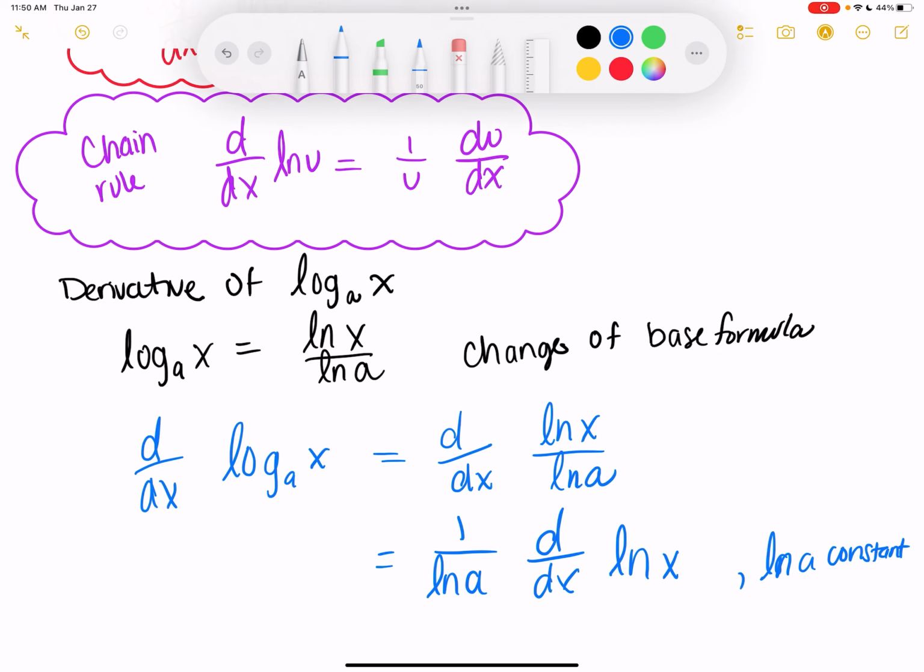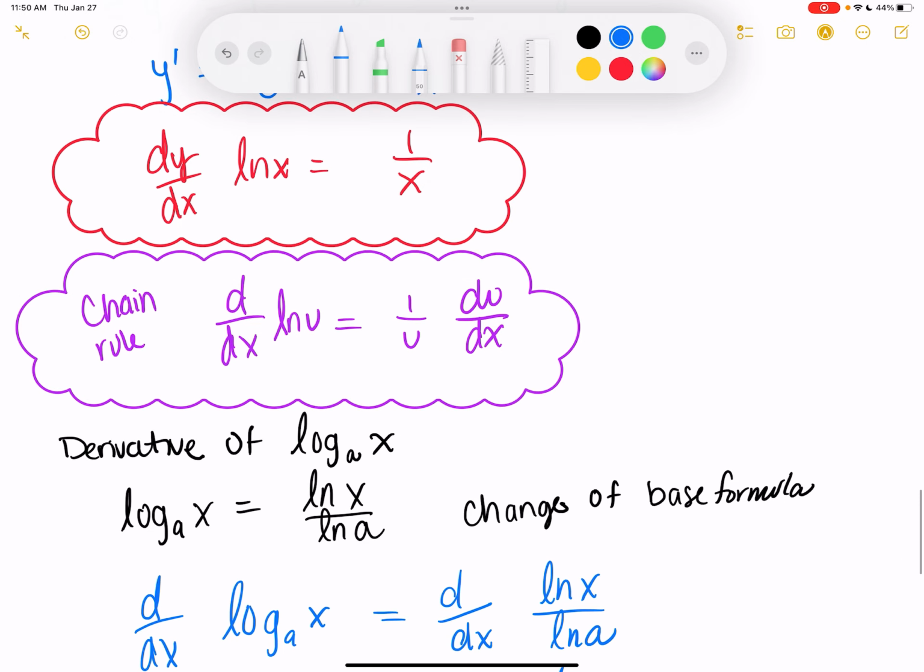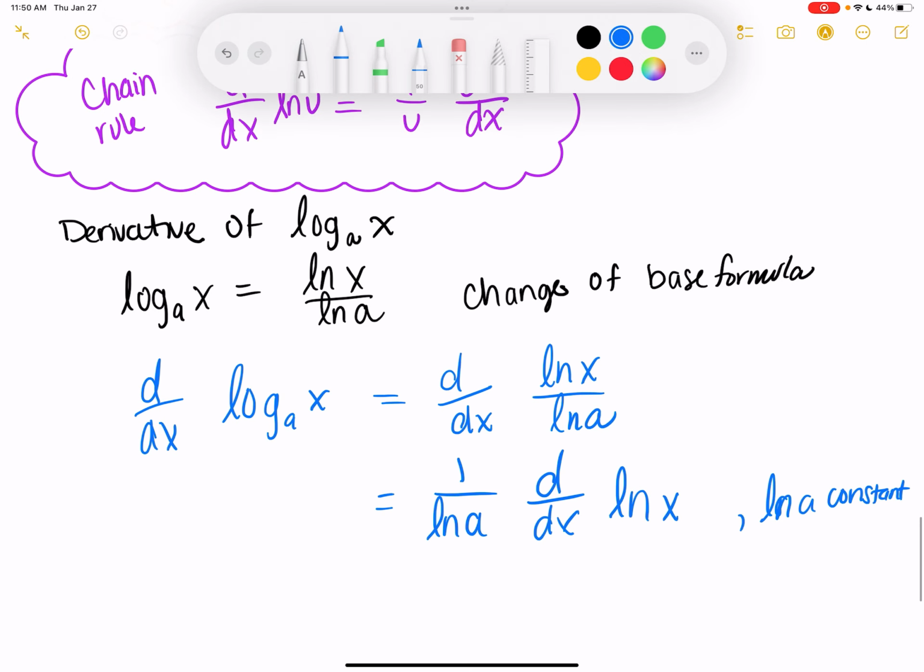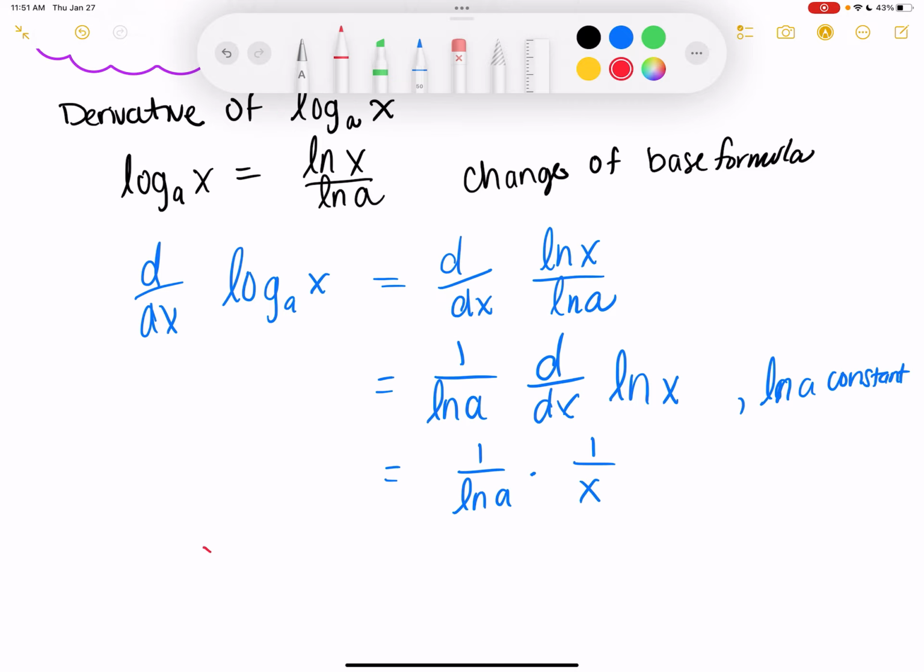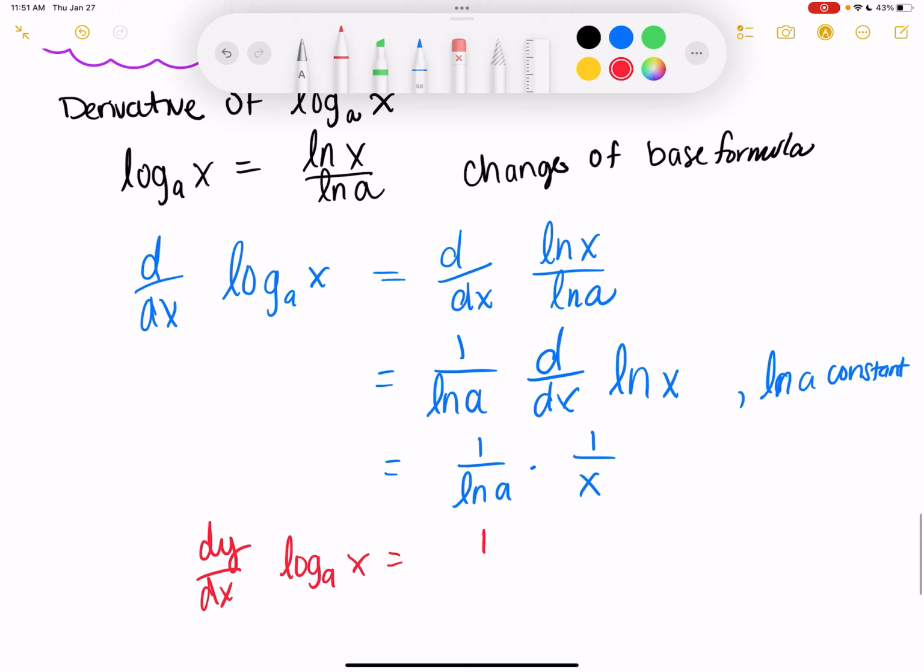And then we know from above the derivative of ln of x is just 1 over x. So this is just going to be 1 over the ln of a times 1 over x. So dy dx of the log base a of x is equal to 1 over x ln of a.